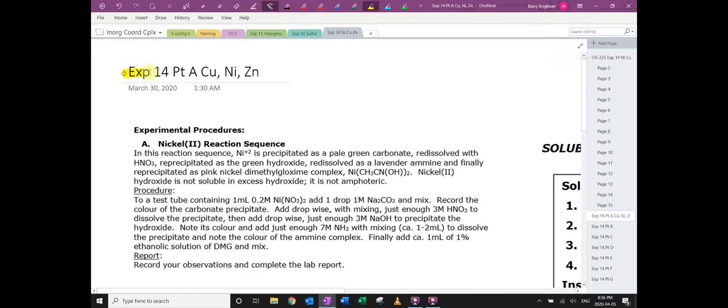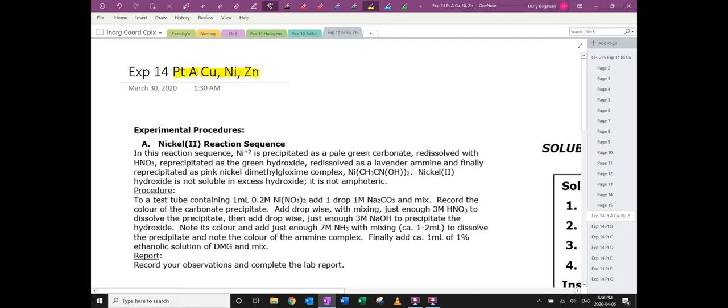This is experiment 14 in inorganic chemistry. It is the last in a series of laboratories. In this course, we attempted to get a survey of the more common elements in the periodic table and study their chemistry. It's certainly not possible in just 14 weeks, but we've got a pretty good overview of that. In this last experiment, we're going to look at some chemistry related to copper, nickel, and zinc.